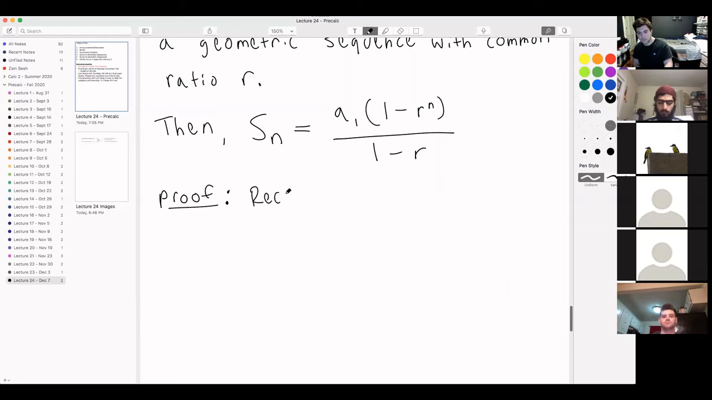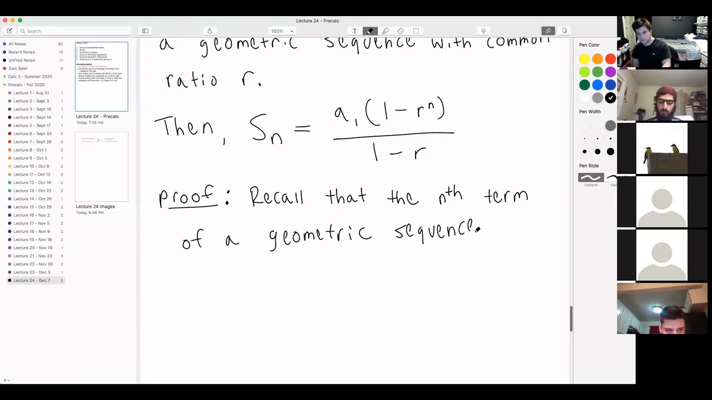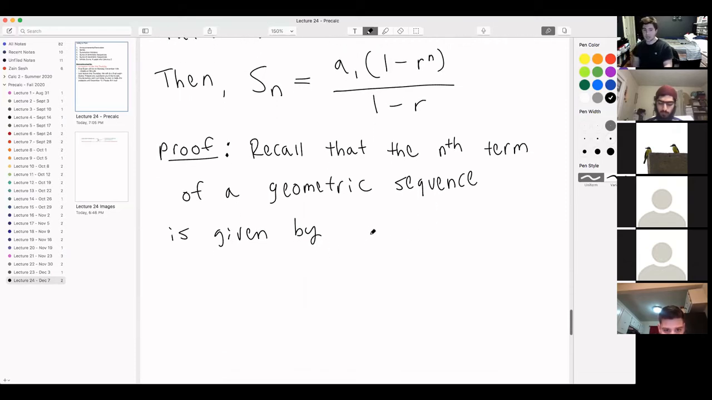Firstly, we want to recall that we have a formula for the nth term of a geometric sequence. Recall that the nth term of a geometric sequence is given by, from last class: if I give you a geometric sequence, you can get the nth term by doing the initial term multiplied by the ratio to the n minus 1 power. So this was last class.